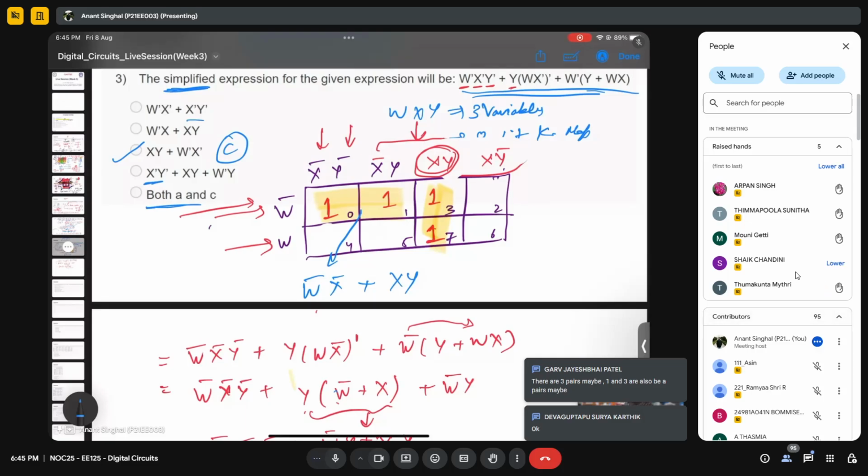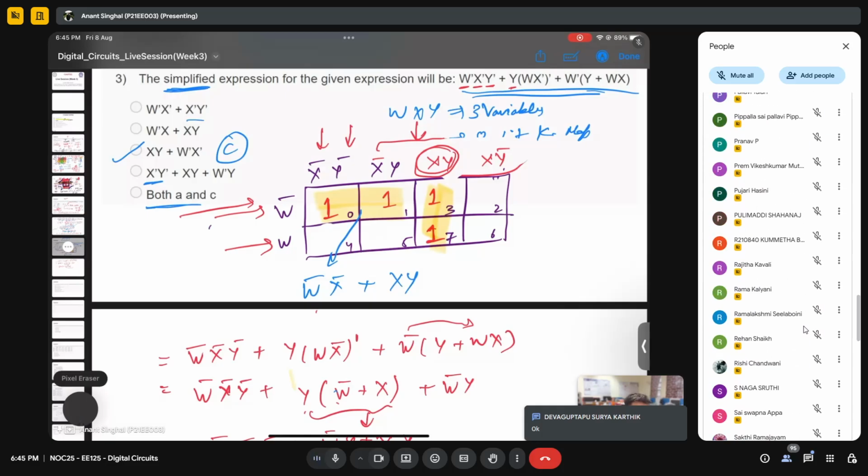There are 3 pairs. Where are the 3 pairs? Can you elaborate? What are you asking?